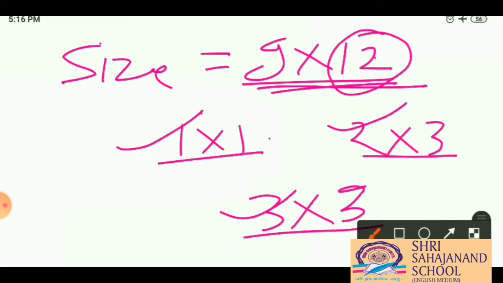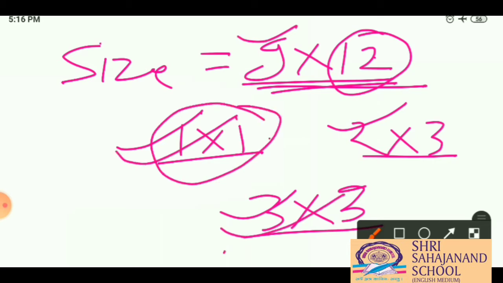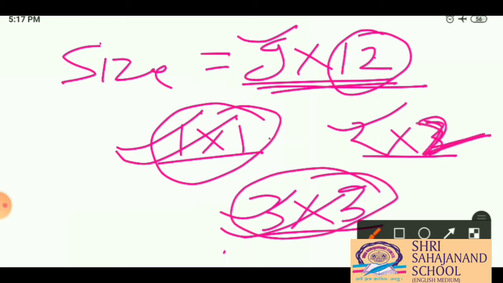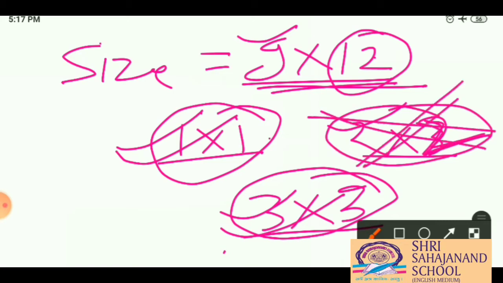So now come to the second, 9. This is the breadth, and we can see that only 1 and 3 are the factors of 9. 2 is not a factor of 9. So we will not take 2 by 2 feet, because if we take this 2 by 2 feet tile, we have to cut it to fit it. But there was a statement in the question that we must not cut the tile.